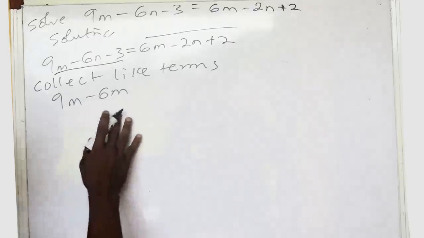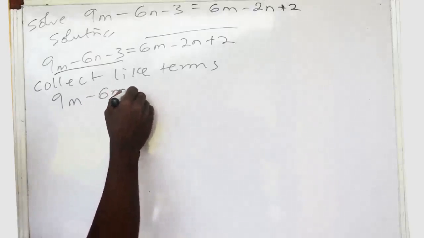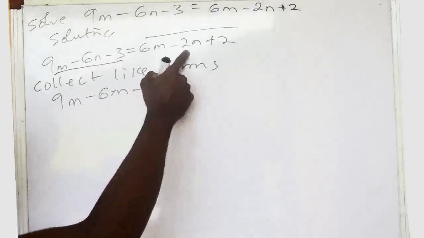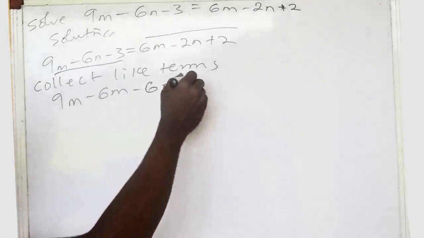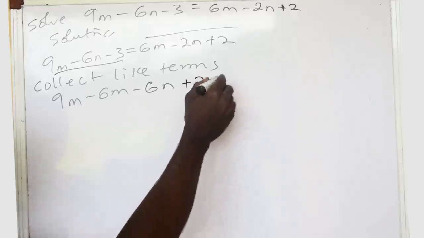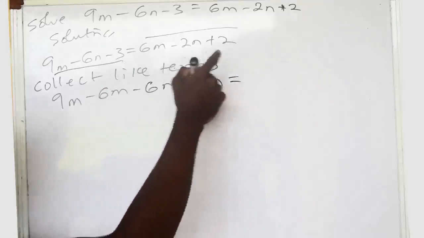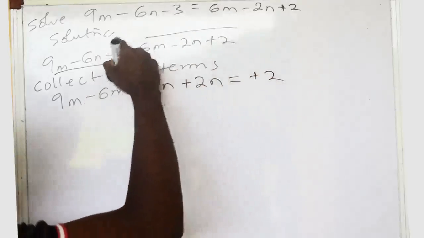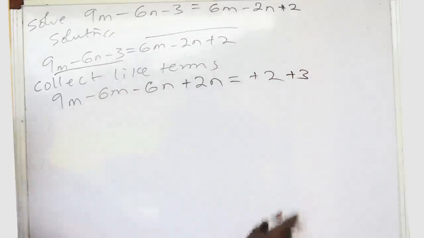So we have arranged m. The next guy is n. We have minus 6n. We will find that n is negative here. It crosses equality sign, becomes 2n. We are done. We put equality sign. We write down plus 2. This guy moves. It becomes from negative, turns to positive.